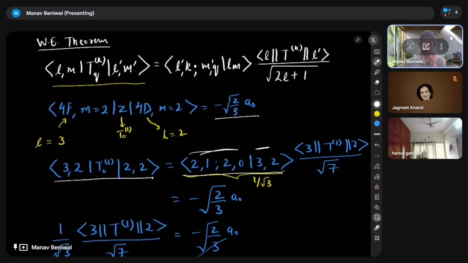So just for the sake of time, I just use the values directly. For this problem, I wanted to emphasize how we can use the Wigner-Eckart theorem. And yes, you are correct that I have simply used that this value of Clebsch-Gordon coefficient is 1 by root 3. But I'll do a separate problem to show you how you can calculate any Clebsch-Gordon coefficients.